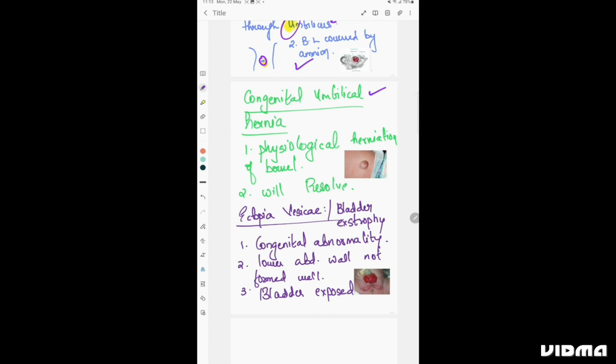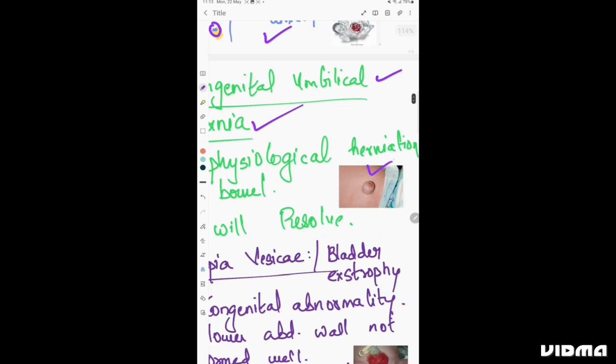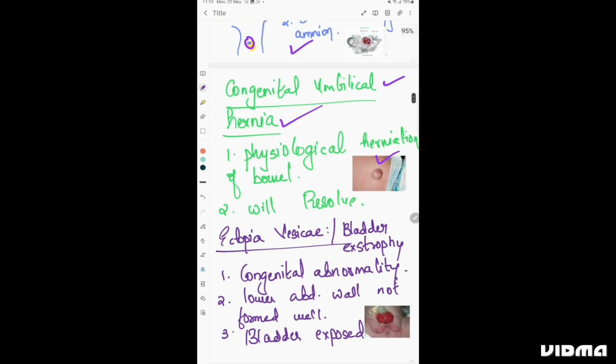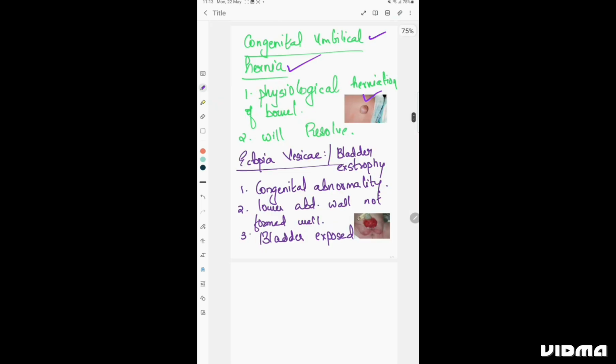Next we'll talk about congenital umbilical hernia. Here it is a physiological herniation of the bowel, nothing to worry about. It will resolve on its own. Okay, so this is a picture of a physiological umbilical hernia.